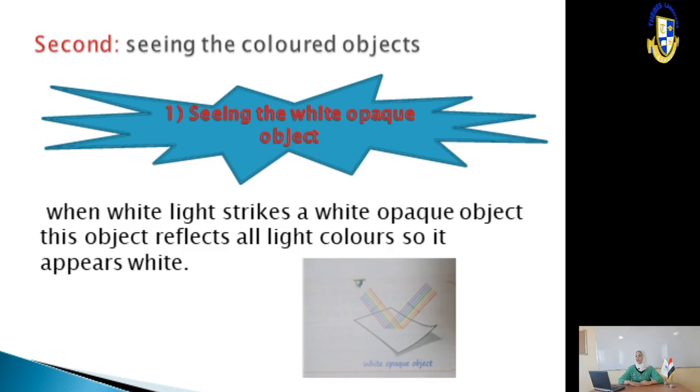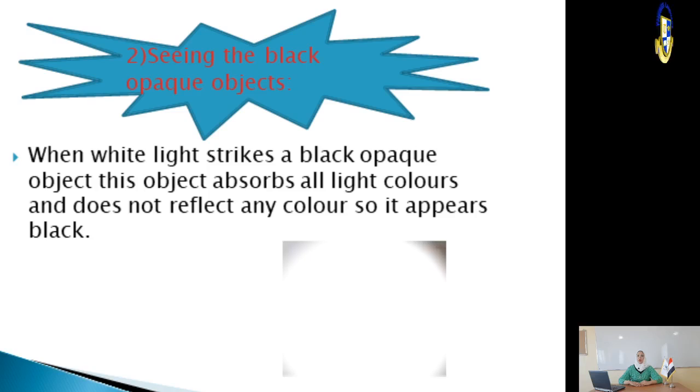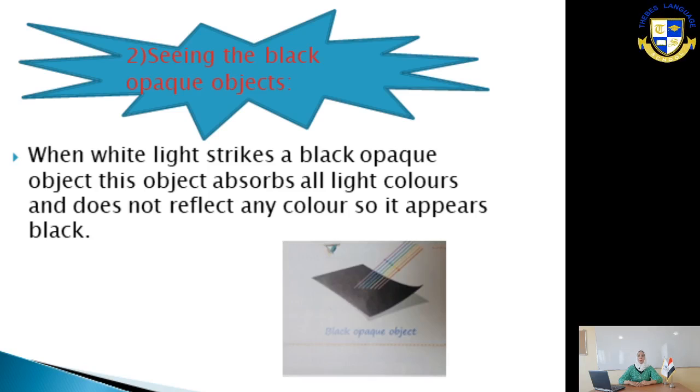Slide 5. Seeing black opaque objects. The black opaque object absorbs all colors of light, so we see them in black color.